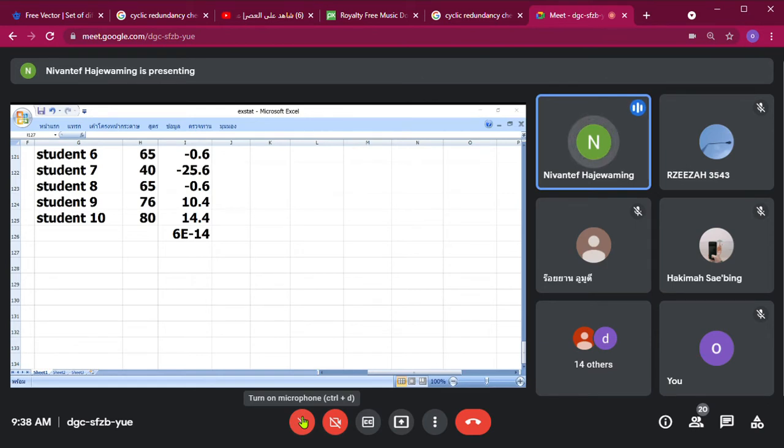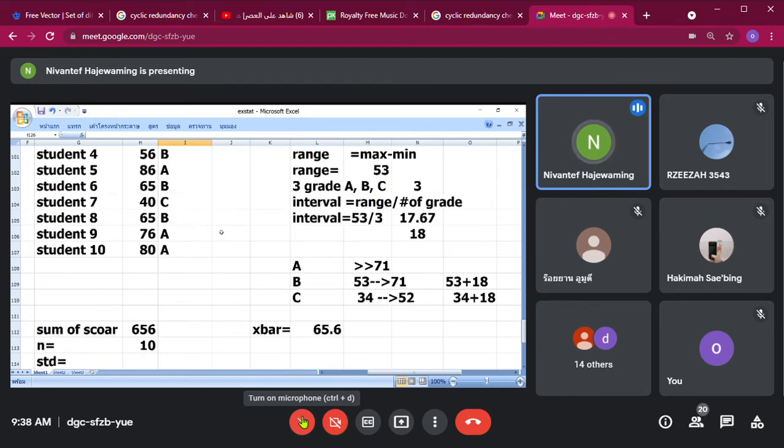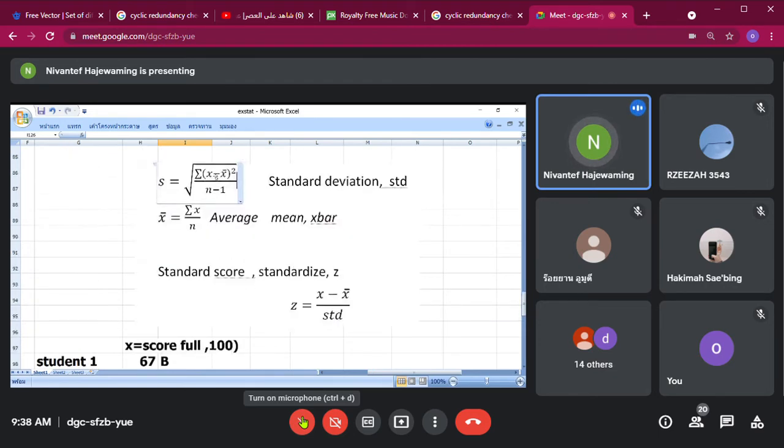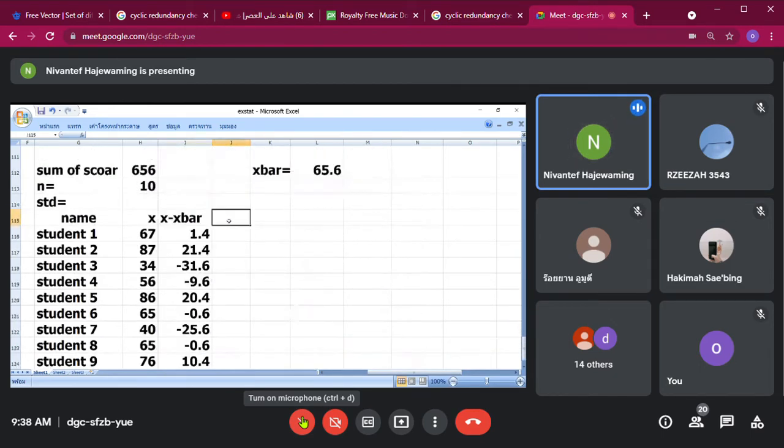Okay, it's already. This number is very small, right? It is equal 0. This one equals 0. If you sum it, equals 0. You can check it, the first one. This one is x minus x bar. But for standard deviation, we need x minus x bar power 2, right? You have another column: x minus x bar power 2. You must do this one, power 2, like that.